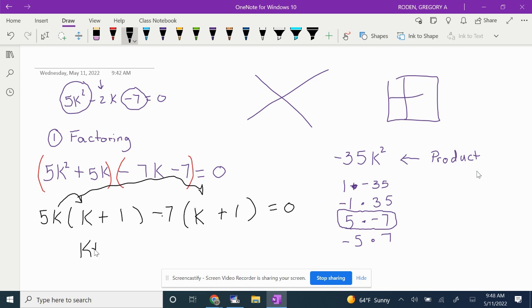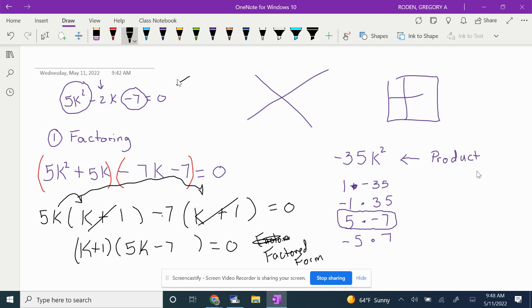So we'll factor out those k plus 1s. When you factor those out, they are gone. You just factor one of them out. The other factor is going to be what's left over. Well, what's left over? 5k minus 7. And this still equals 0. Now, this is called factored form. Okay? This is factored form of a quadratic equation. This is standard form.